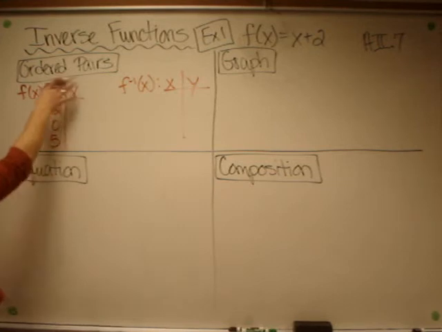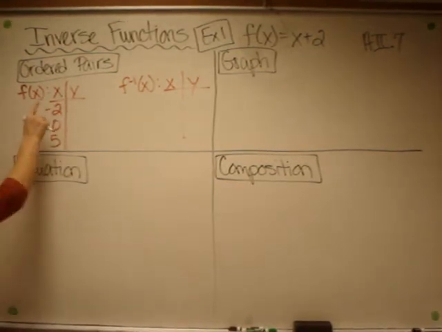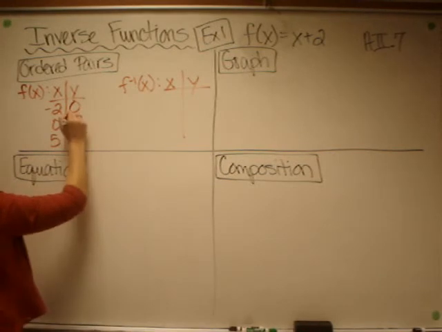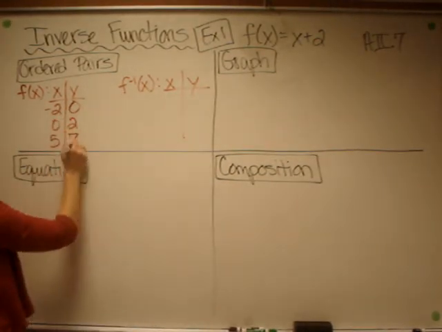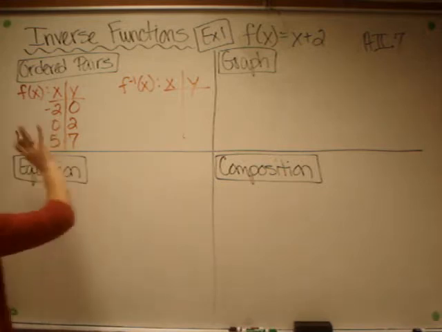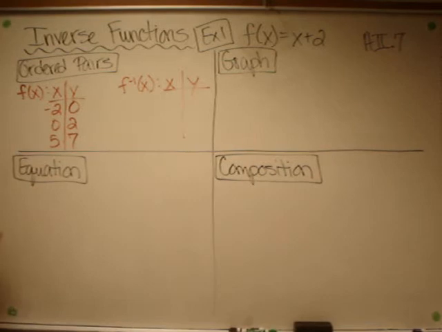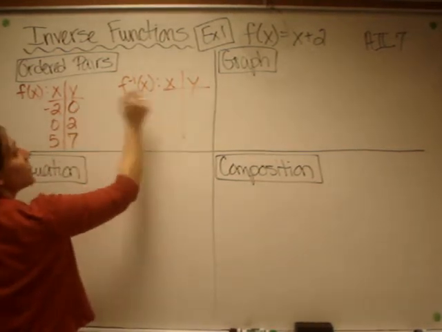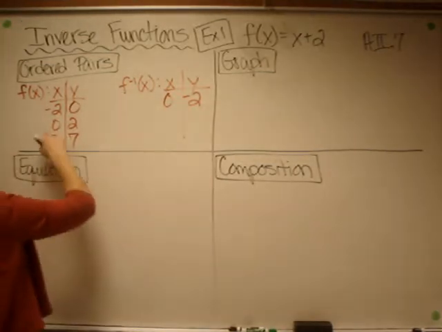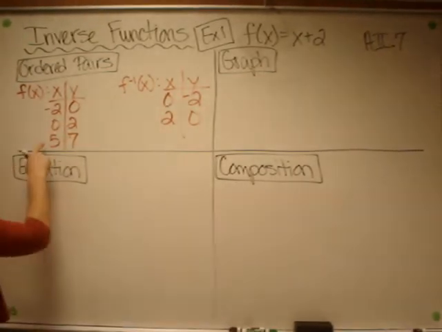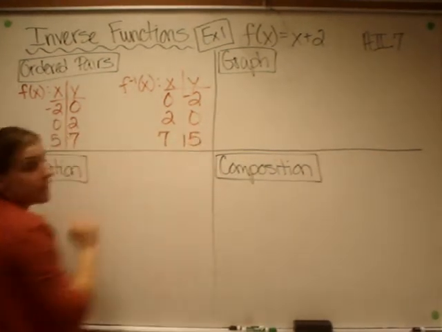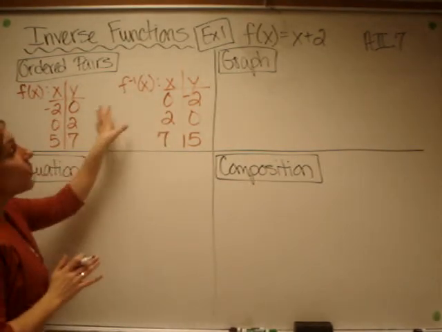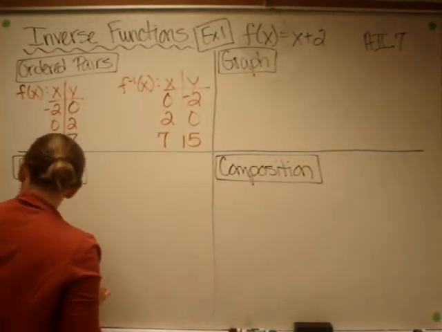These are just some of the points of the function. If I put in -2, -2 plus 2 is 0. If I put in 0, I get a positive 2. And if I put in 5, I get a 7. These points are going to help us with our graph. The inverse of these points, remember, is just when we switch them. So instead of -2, 0, it's 0, -2. Instead of 0, 2, it's 2, 0. And instead of 5, 7, it is 7, 5. So the inverse is just when we take the points and switch them, which helps us be a little bit more specific with our graphs.